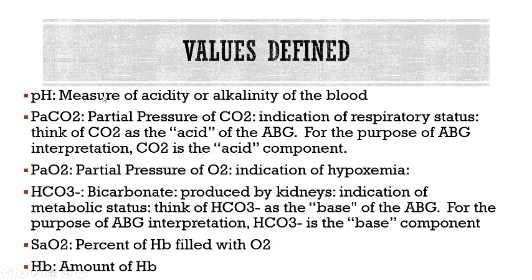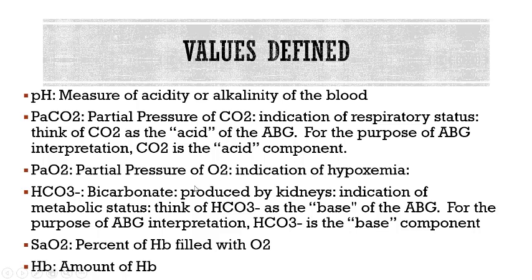So pH is going to be a measure of acidity or alkalinity of the blood. PaCO2 is going to be the indication of your respiratory status. Think of CO2 as the acid of a blood gas. It's going to make more sense when we start to do our breakdown here, but CO2 is the acid of the blood gas. That's the link that I want to make in your mind. Your partial pressure of oxygen indicates whether or not you have hypoxemia: no hypoxemia, mild, moderate, or severe hypoxemia. We gave you those number ranges in PowerPoint 17.